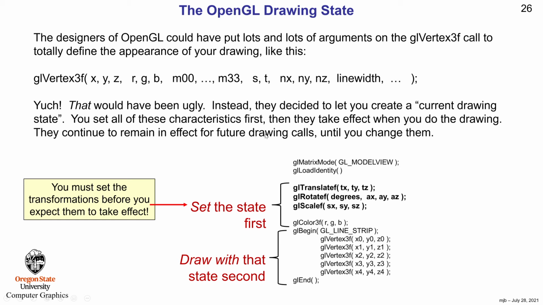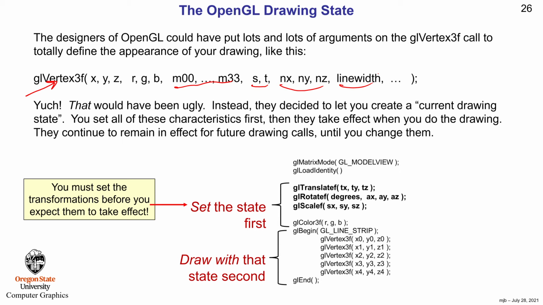So OpenGL has a state. And think about the vertex 3F call. If I wanted to put in all the information about how to draw that vertex, I'd put in the XYZ, and I'd put in the RGB, what color to make it, and I'd put in 16 matrix elements, how to transform it, and then a bunch of stuff we haven't covered yet. Texture coordinates, normal vector, line width, all of that. I could make a 50 argument GL vertex 3F. Yuck, we would not want to do that.